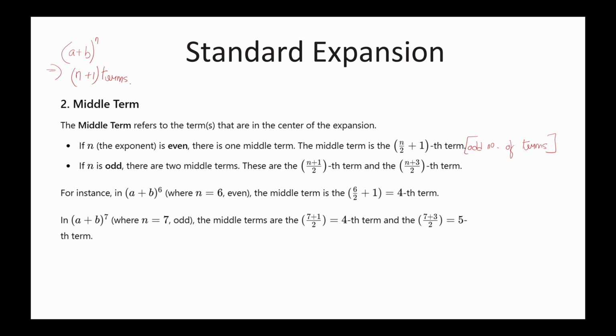And if I have an odd number of terms, I can simply find my middle term by the (n by 2 plus 1)th term. This is how I can find the middle term. So I hope you are understanding.